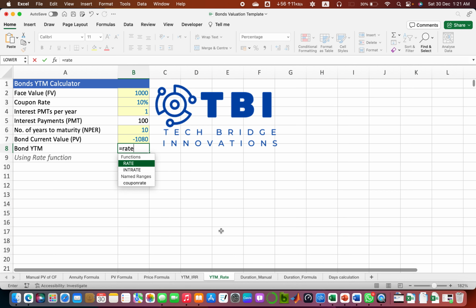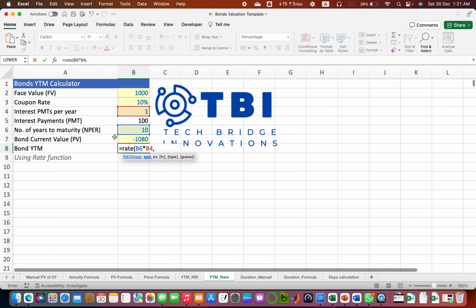So the formula is very simple. You just write rate, and then everything is very clear. So that is nper, that means number of periods. So number of periods in this case is 10, and be careful, you should multiply that by interest PMTs per year. So since it is yearly payment, you don't need to multiply that by anything, but you can multiply that by 1 here, so that if the user is changing the frequency, you can change that.